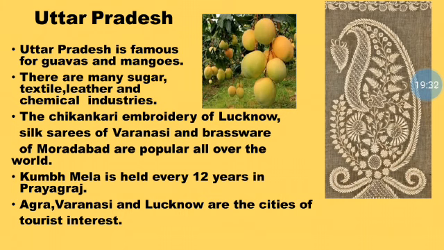Apart from this, there are many places which we can visit: Agra, which is famous for the Taj Mahal, and Varanasi and Lucknow are the famous tourist places. Children, now you can just look at this chikankari embroidery. So this is a design. This is the embroidery which they follow on the fabrics.